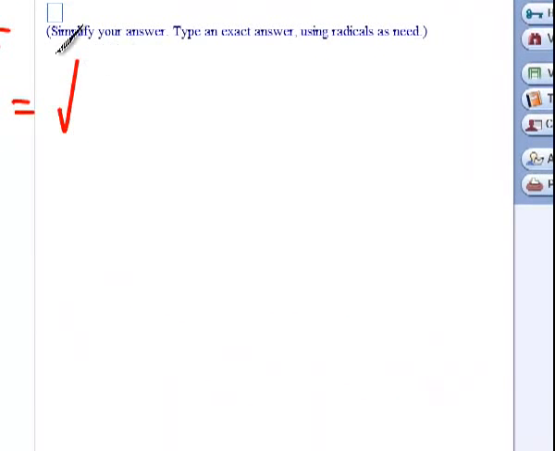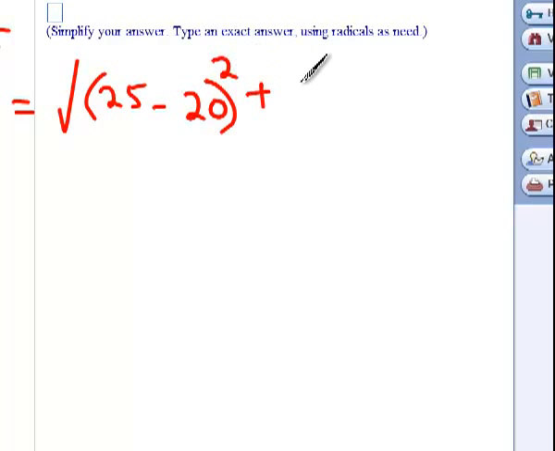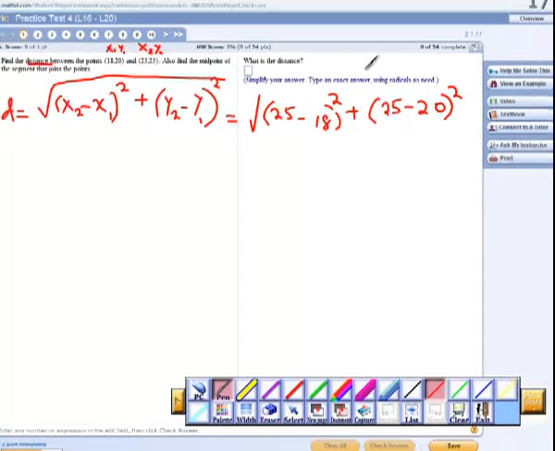So that would be the square root of 25 minus 20, close it, parentheses squared plus, and then y2 is 25, again minus 20, no, it should be 18. This should be 25 minus 18 here for the x's, x2 minus x1, and then y2 is 25 minus 20. Close parentheses squared.